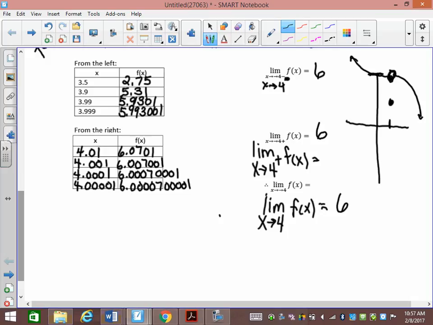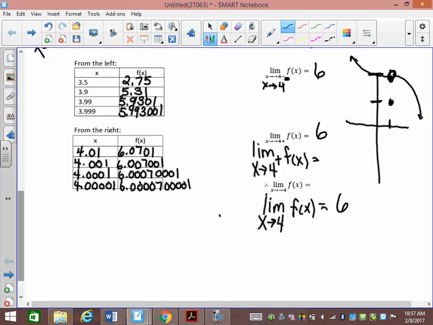But the value at 2 would actually be 3. So f of 2 would be 3, but the limit as x approaches 2 would actually be 6. So the limit and the function do not actually have to be the same value. It's just the coordinate. When I'm asking you f of 2, I'm asking you what the y value is when x is 2. So it's a broken graph.